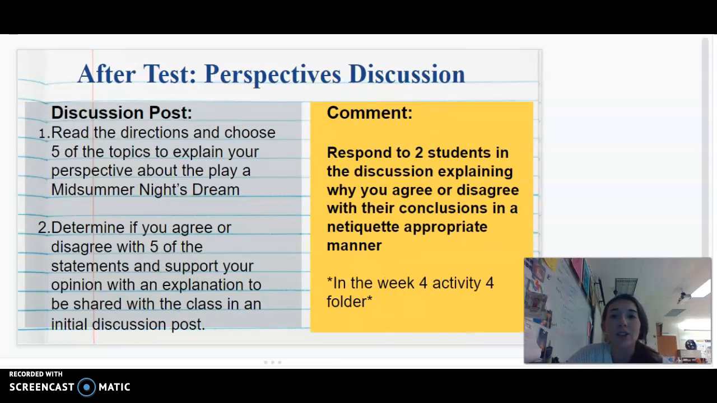The other discussion is the perspectives discussion. There are 12 different topics available for this. You're going to read the directions and choose 5 of the topics to explain your perspective about the play A Midsummer Night's Dream. Determine if you agree or disagree with 5 of the statements and support your opinion with an explanation to be shared with the class in an initial discussion post. You'll then need to respond to 2 students in the discussion, explaining why you agree or disagree with their conclusions in an etiquette-appropriate manner.